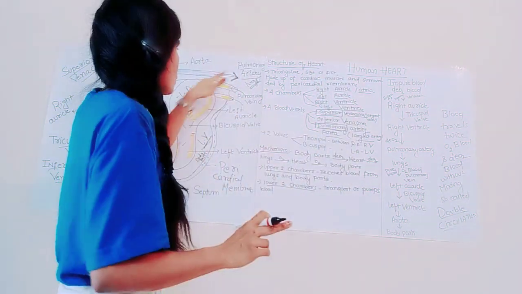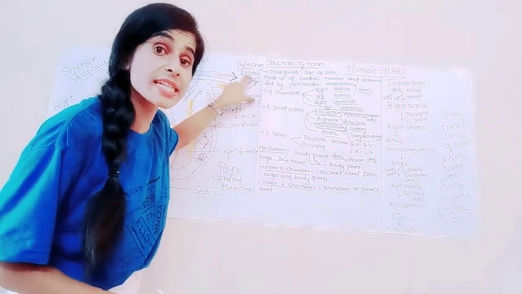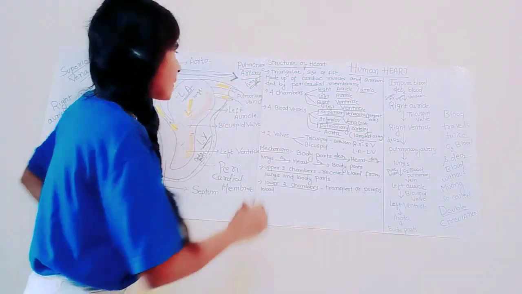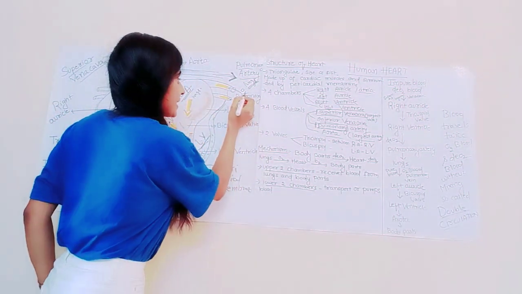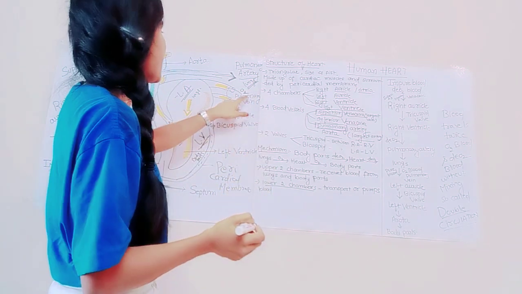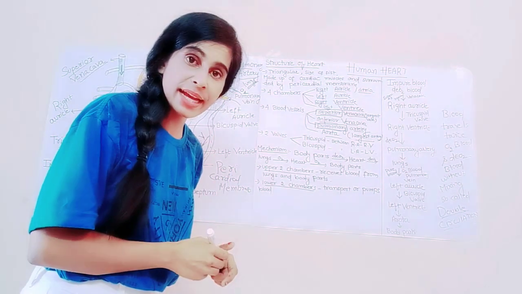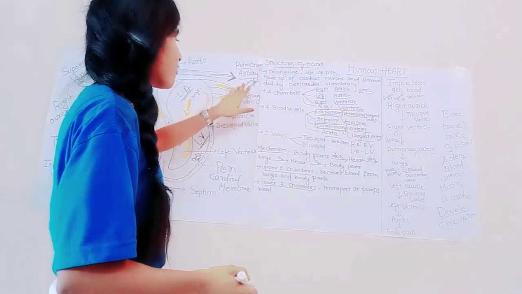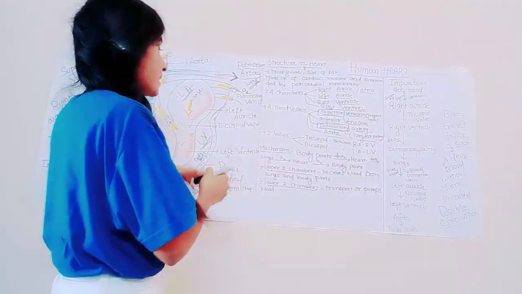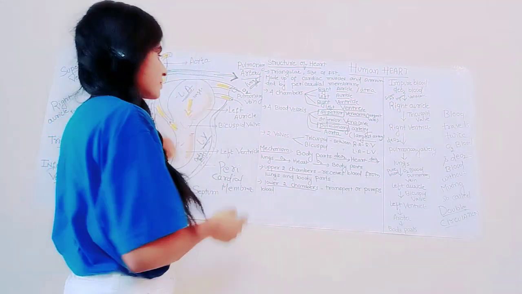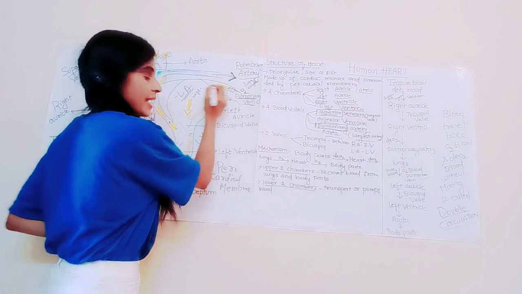So in lungs what happened? Purification is going on. And once purification is done, the pure blood, or oxygenated blood, will enter through your pulmonary vein. This is an exceptional case I told you. So oxygenated blood enters through pulmonary vein.